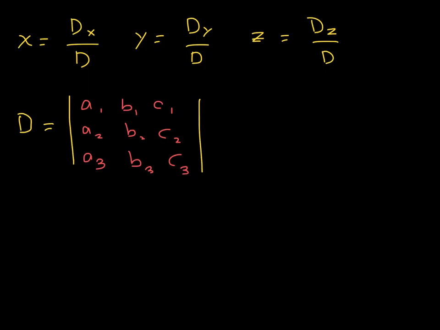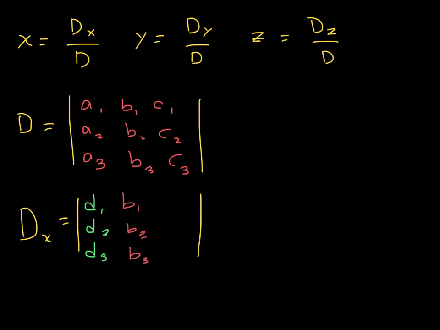Now, D sub X, watch this now, D sub X is exactly the same as D. The only difference is that your column of constants will take the place of your X column. Because you're finding D sub X, we let the constants replace that X column. The rest is the same though.